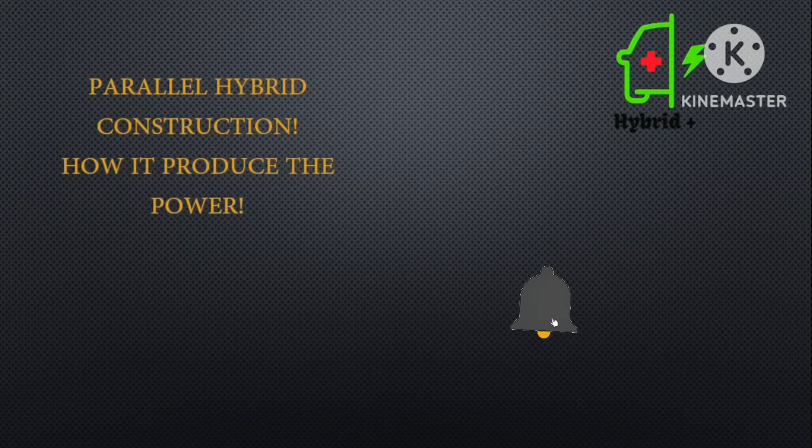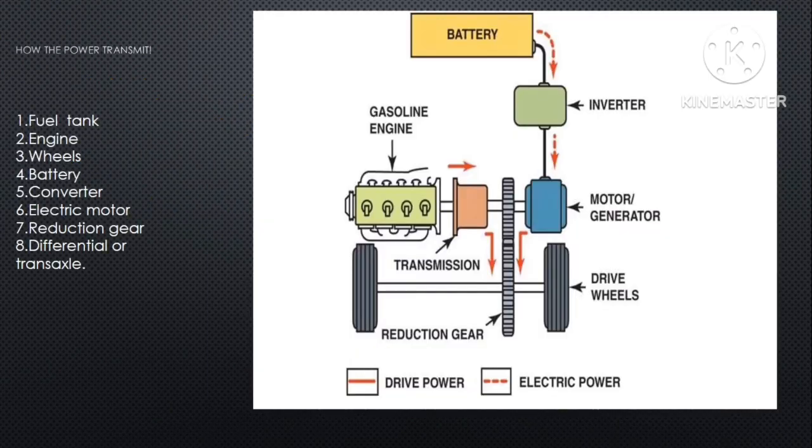Today I want to speak about parallel hybrid vehicles, how they are constructed and how they produce power. In the next slide we have the components which contain the parallel hybrids. First of all is the fuel tank, we have engine, we have wheels, we have battery, converter.